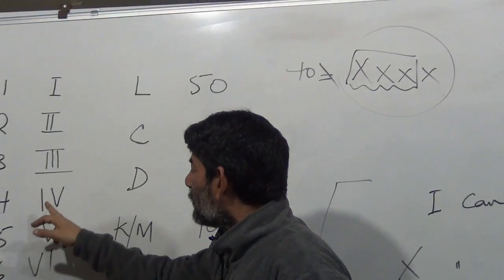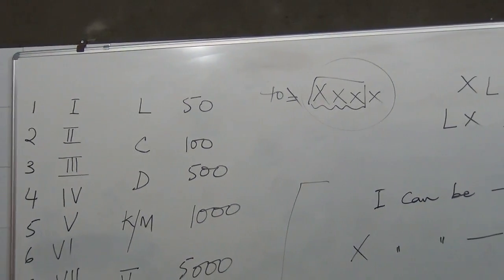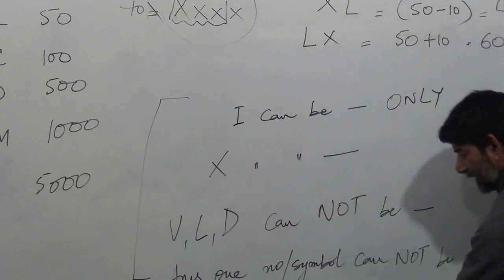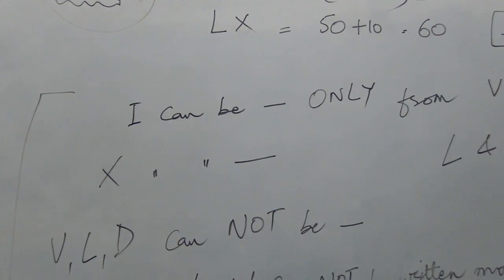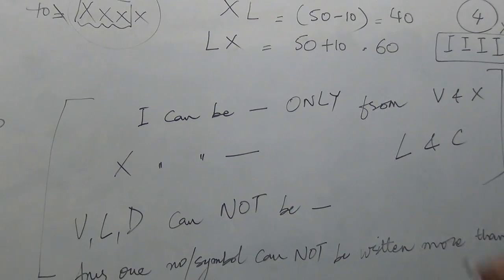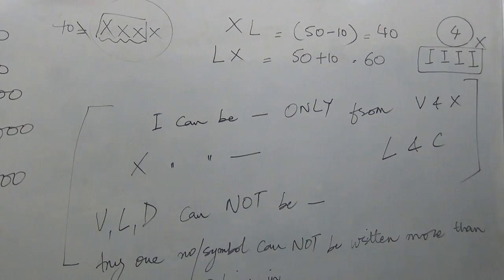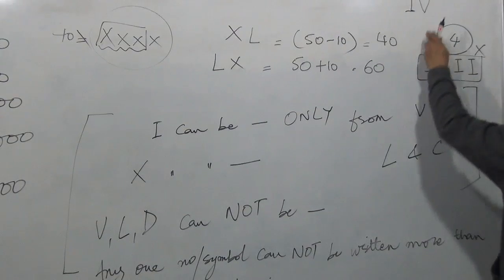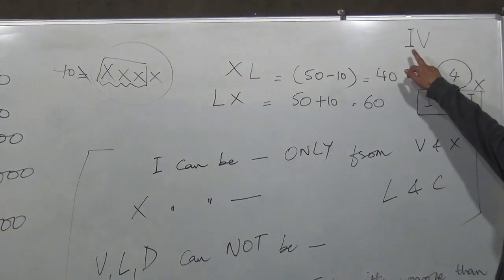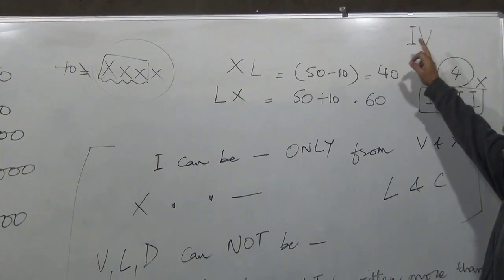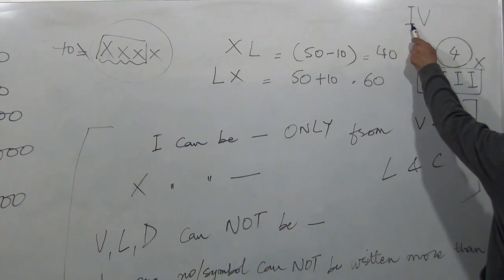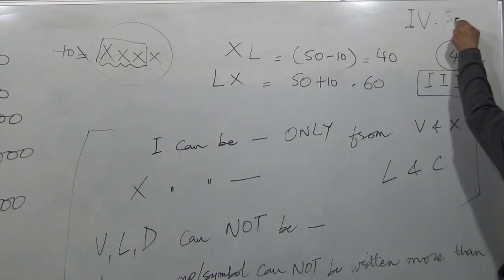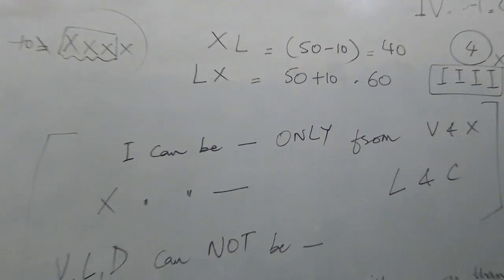Why is the symbol for 4 not this? Because any one number or symbol cannot be written more than 3 times. So this is out. Now when you cannot write 4 with 4 ones, the only other way you have to write 4 is, and we've just done this here, smaller number coming before the larger number means subtraction. 1 comes before 5, which means 5 subtracts 1, and that's how you reach 4.